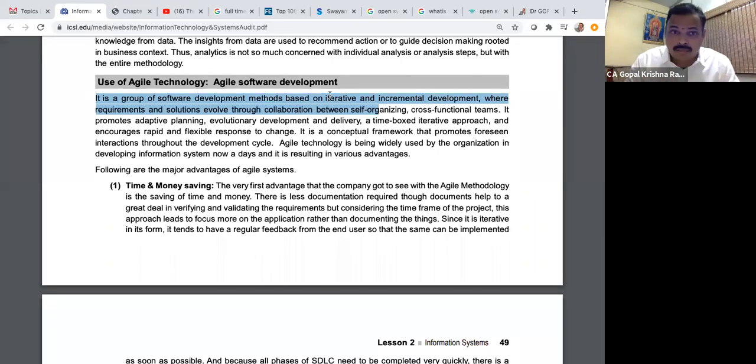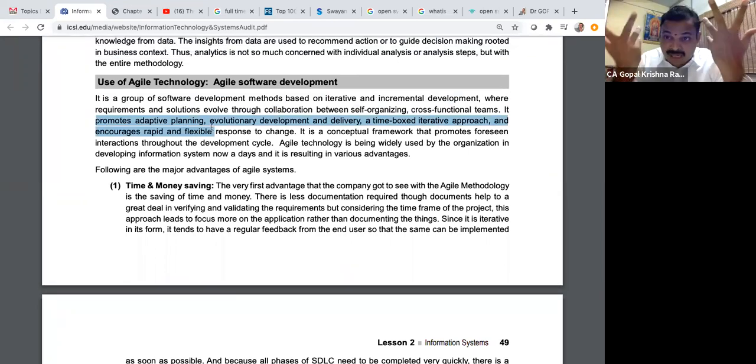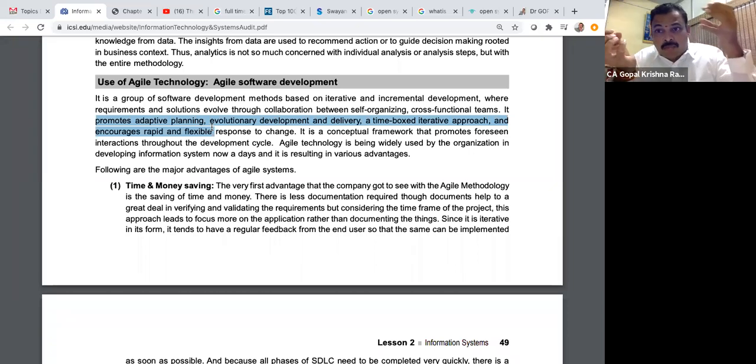Ultimately, the customer has to accept. It promotes adaptive planning. Sometimes the customer will not have any idea about the product at all. He will not understand what the software people are speaking. Generally, both of them coming together is very difficult. So they will come with one product and say, do you understand what this product is, do you like it? You'll say, yeah, this product is very good, but we need a little more. Can you just do some adjustment and give it to us?